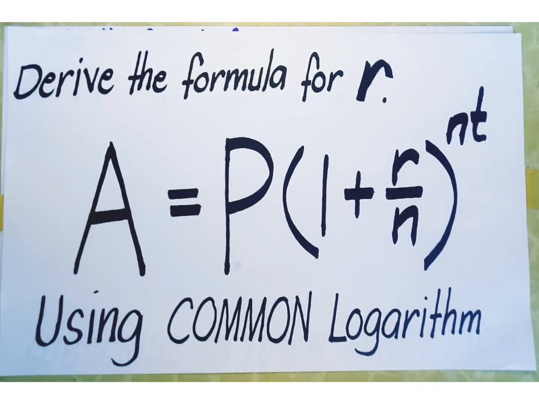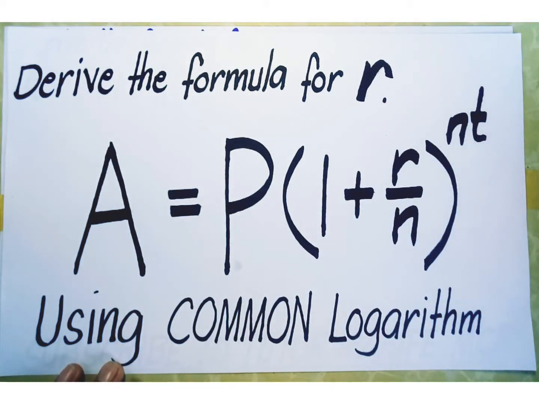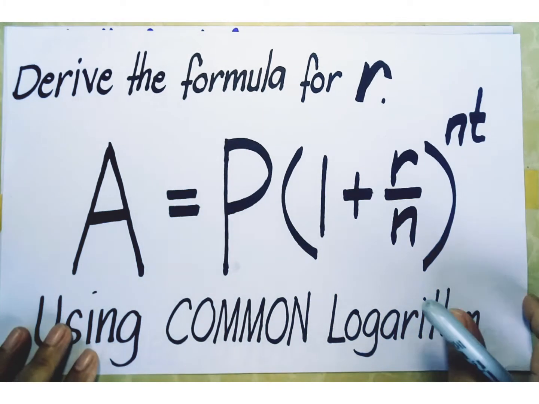Hello everyone, here's an alternative method for deriving the formula for R in the compound interest formula. I had already uploaded the first method, and that is using the natural logarithm to isolate the R in the formula. If you haven't watched that video yet, just visit my YouTube channel and look into my video list. Okay, so this time I'm gonna use common logarithm to isolate the R. Okay, so let's start.